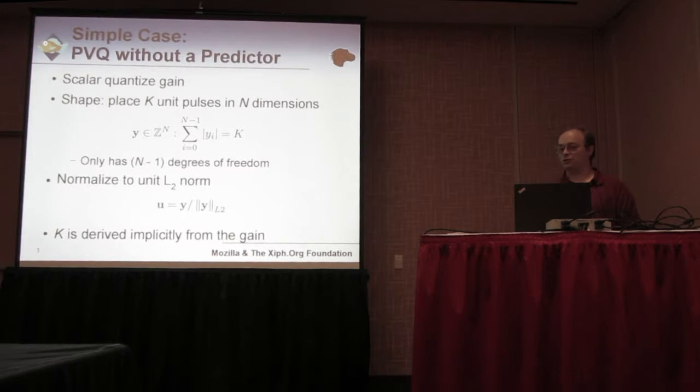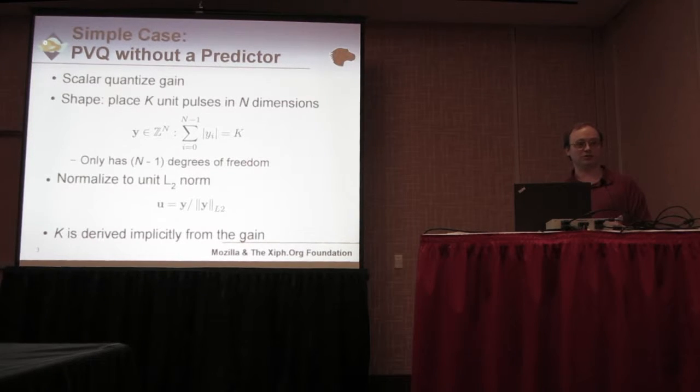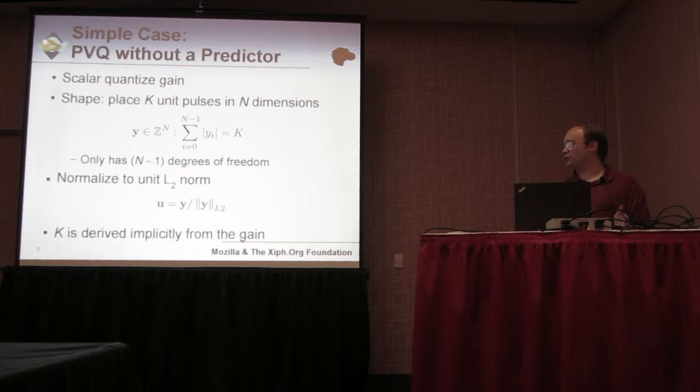All right, so we'll start off with the simple case. This is PVQ without a predictor. The gain just gets scalar quantized, so it's just an explicit value. For the shape, we're going to use a codebook that was taken from Fischer's pyramid vector quantization codebook, where the idea is that we want to place k unit pulses in n dimensions.